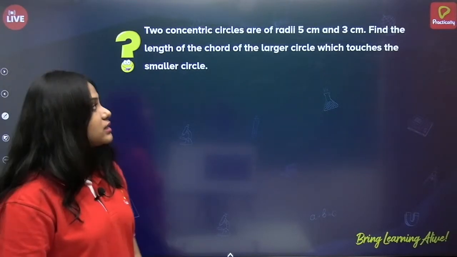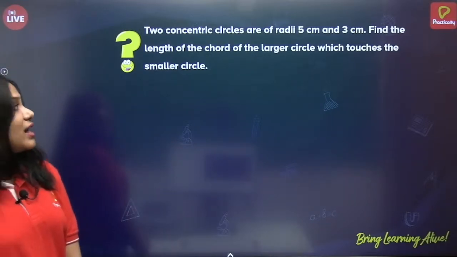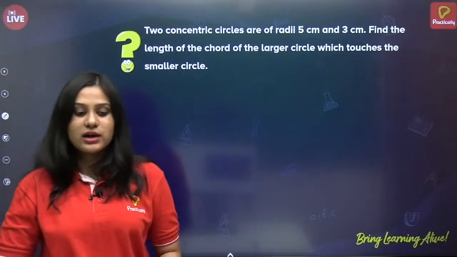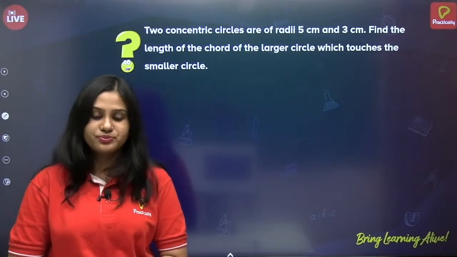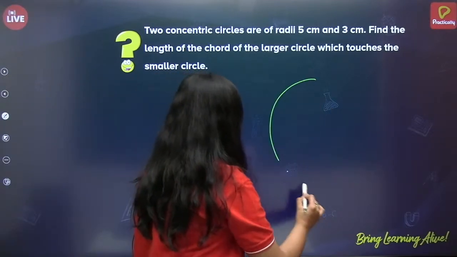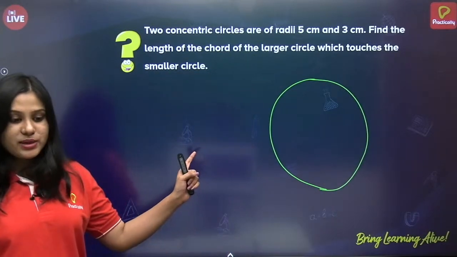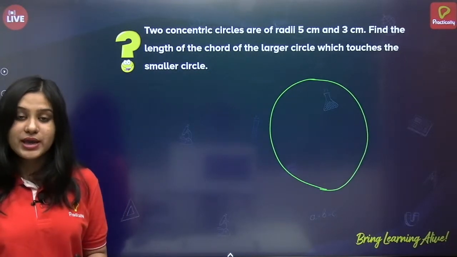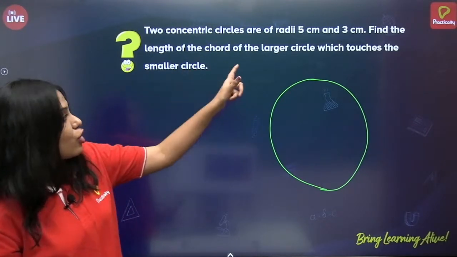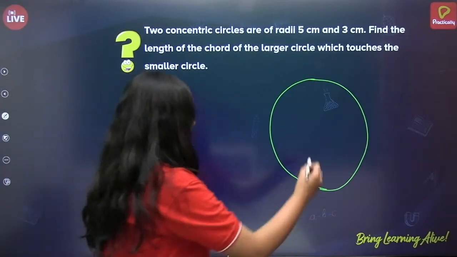Two concentric circles are of radii 5 centimeters and 3 centimeters. Find the length of the chord of the larger circle which touches the smaller circle. Again, this is an NCERT problem. This is one of the easiest questions of today. Let us draw two concentric circles. You can tell me the answer, correct? Keep on doing and tell me the answer. You can type the answer in the comments.